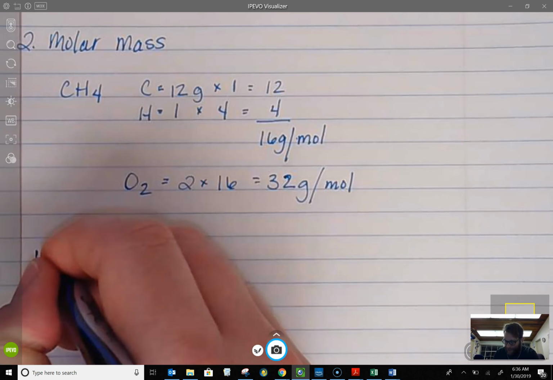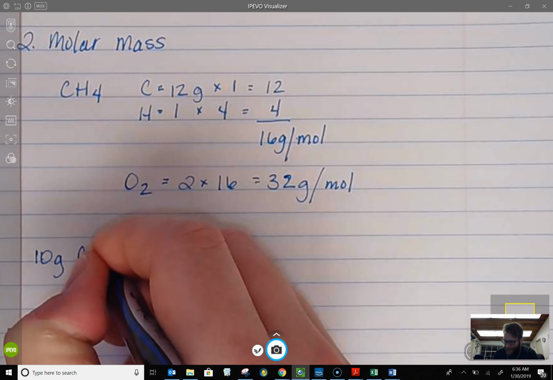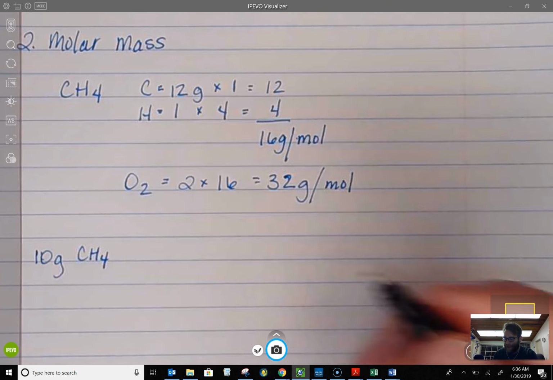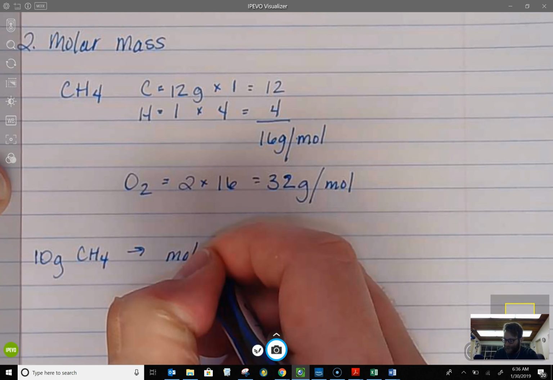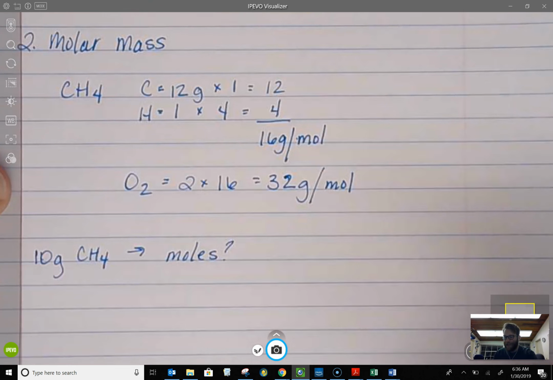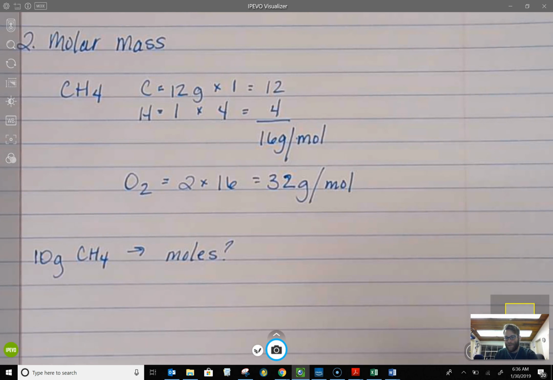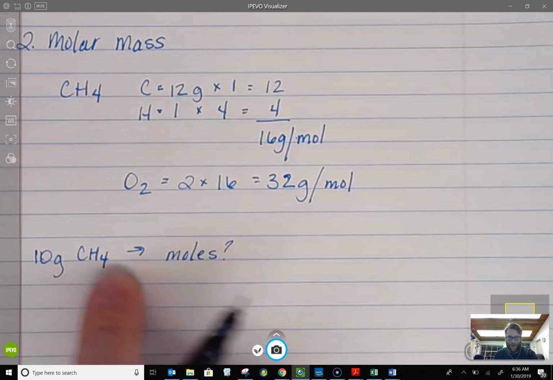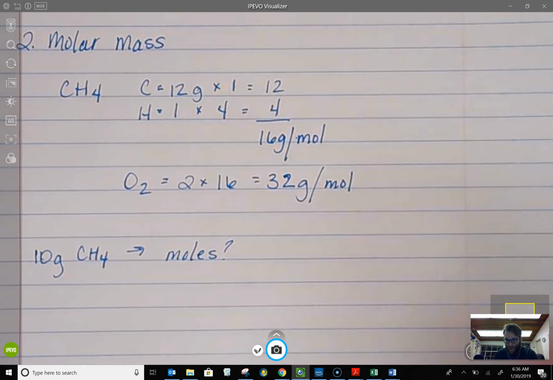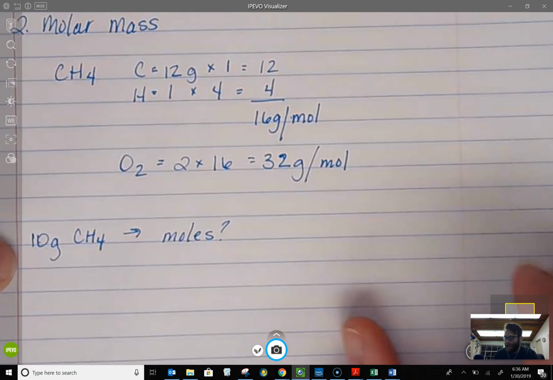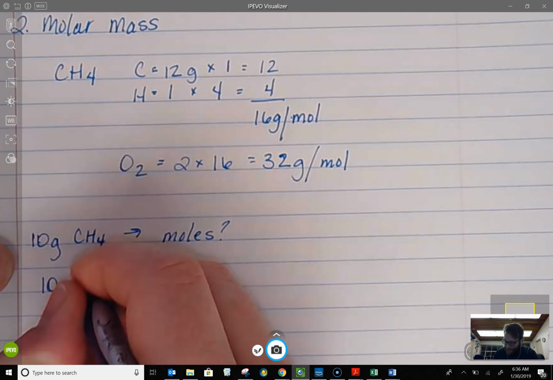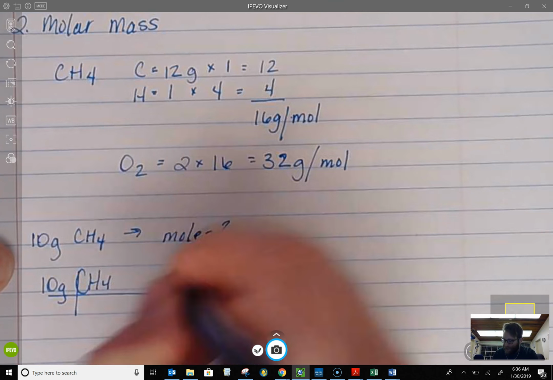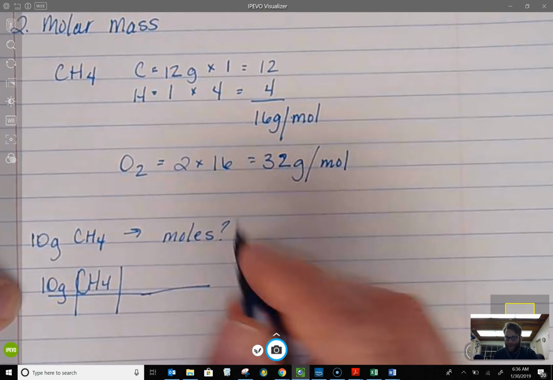I know that I have 10 grams of methane gas. And with those 10 grams, I want to figure out how many moles I've got. Because again, in my chemical reaction, it allows me to make the comparison of the molar ratio. If I figure out how many moles I've got worth of this, I would need twice as many moles of that for oxygen in this case. So I've got 10 grams. I'm going to use dimensional analysis to help me compare and find my value for moles.